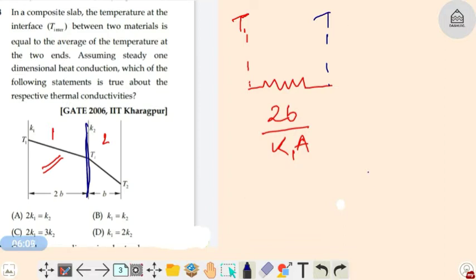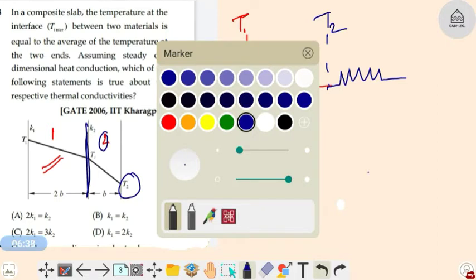From here, when the heat moves forward, it will encounter the conductive resistance of slab number 2. Then the heat will reach the final point, T2.